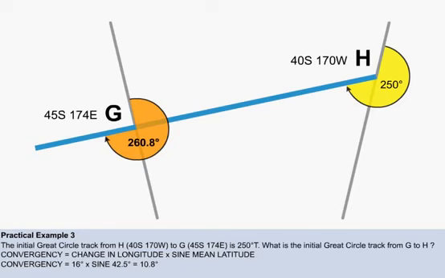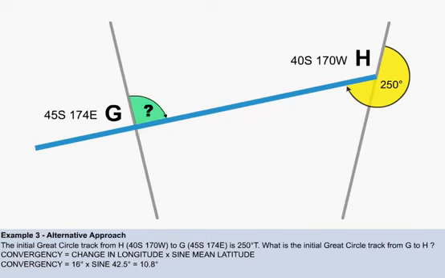What does that make the easterly track angle at G, the initial great circle track from G to H? 080.8. You apply 180 degrees of difference for a reciprocal track. It's just the opposite direction to 260.8 degrees.